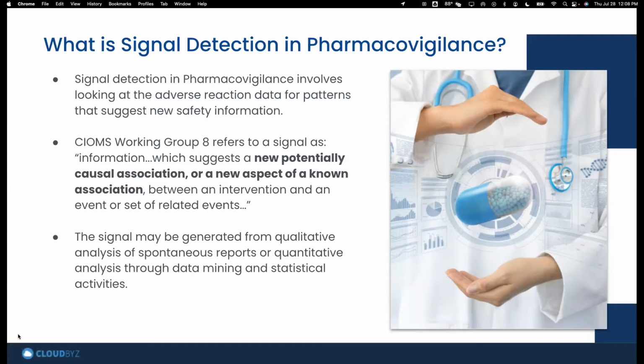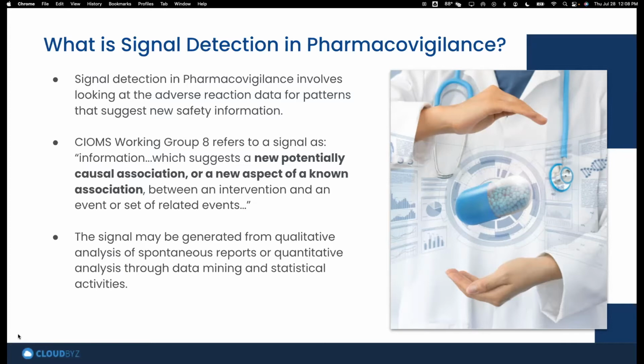These signals can be generated from qualitative analysis of spontaneous reports or quantitative. Here today, we're going to be talking a little more about the quantitative space. That's what we're going to be focusing on a bit more, but we know that both of these are pretty important.